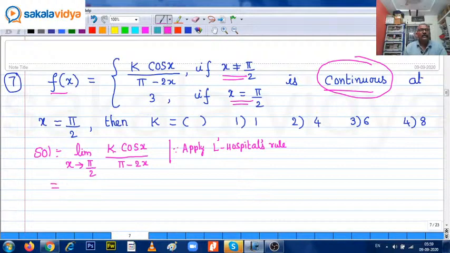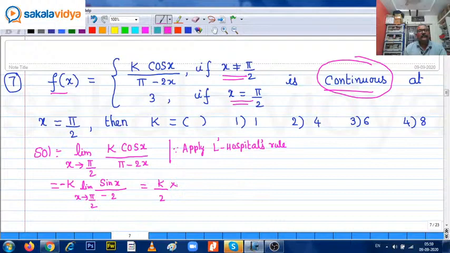Okay, so k is the constant, take out common. Derivative of cos x is minus sin x, so put minus here, sin x upon derivative of pi is 0. Derivative of minus 2x is minus 2. Now, limit x tends to pi by 2, minus k upon minus 2, that will be k by 2.